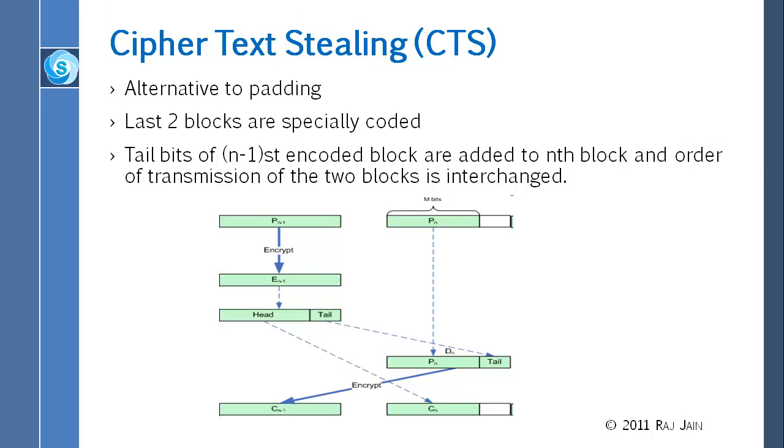So by this method you haven't increased a byte or a bit, right? And you have been able to get exactly the same number of bits transmitted as the original messages. And sometimes it is very important, for example on the disk, if you want to write 512 bytes, you want to write 512 bytes. You don't want to write 513 bytes. So anyway, Cipher Text Stealing is an alternative to padding.